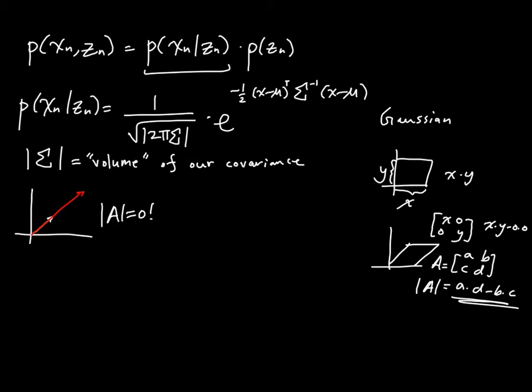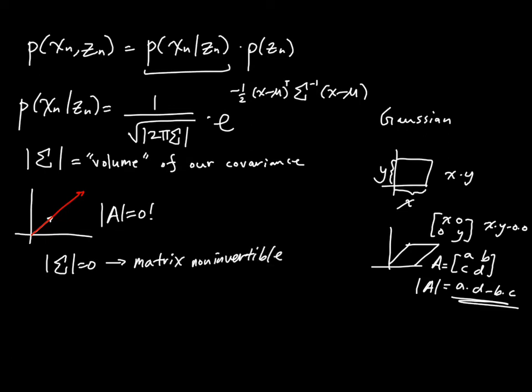So usually in linear algebra we call this a singular matrix. A singular matrix just means that its determinant is 0, right? Well, in this case, if a determinant is 0, then that means that matrix is also non-invertible.